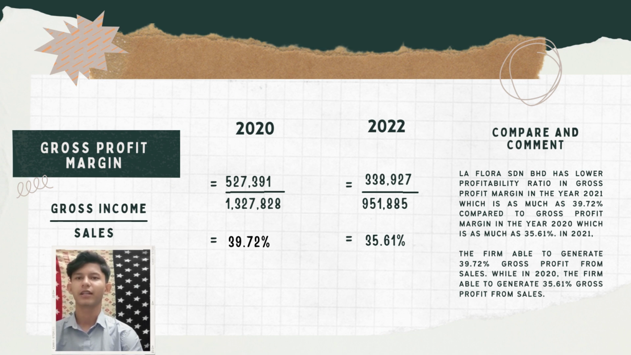La Flora Sdn Bhd has a lower profitability ratio in gross profit margin in the year 2020, which is 35.61% compared to the gross profit margin in the year 2021, which is 39.72%. The firm is able to generate 39.72% gross profit from sales in 2021, while in 2020, the firm was able to generate 35.61% gross profit from sales.